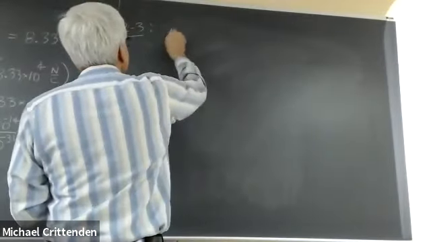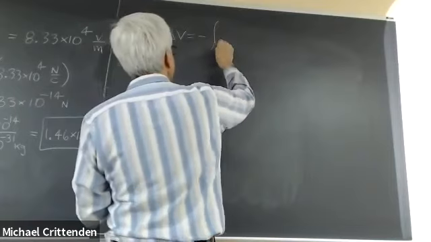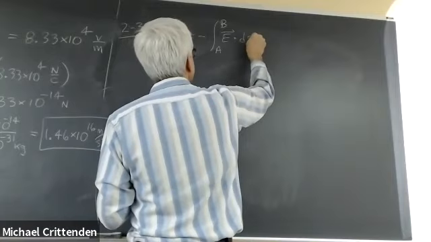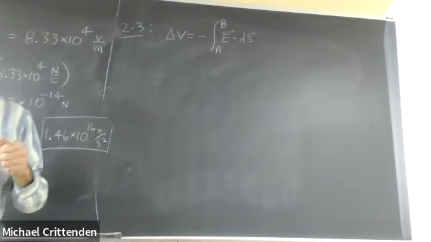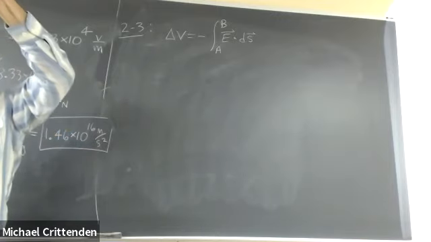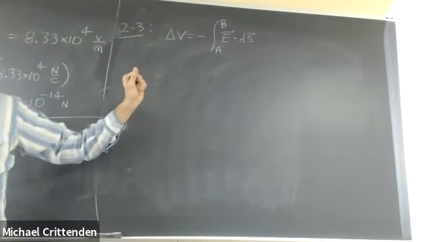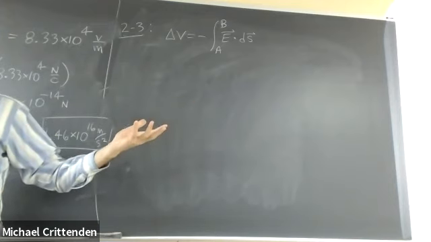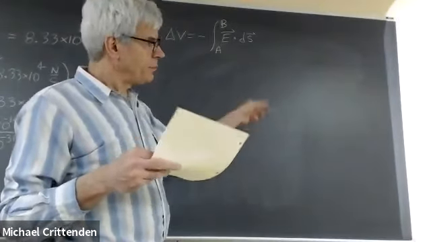So delta V, minus the integral from A to B of E dot ds. Now this is what's called a path integral. You're taking some sort of a path from A to B and chopping it up into little infinitesimal pieces. You have to have a path in mind. Okay, what path do you imagine a test charge following from point A to point B?